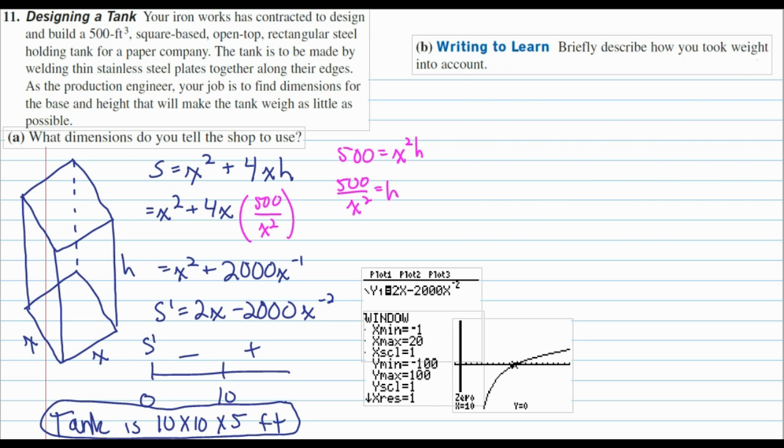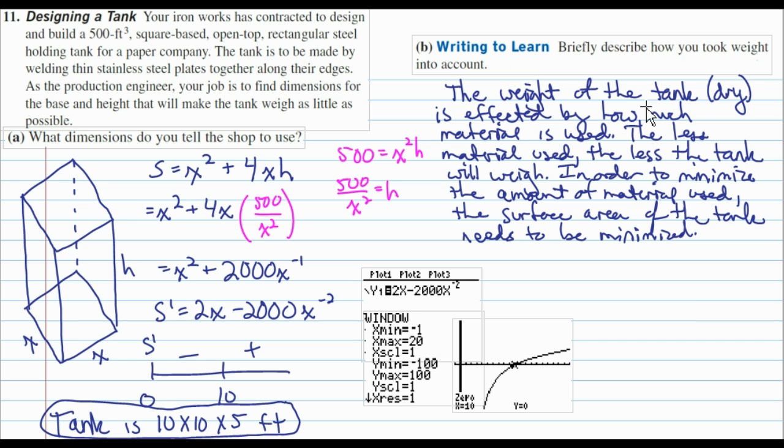So this is how I did that. I said the weight of the tank dry, because again we're not including the volume inside, is affected by how much material is used. So here I'm relating the weight to the material. The less material is used, the less the tank will weigh. So there's material to weight again. In order to minimize the amount of material used, the surface area of the tank needs to be minimized. So again, I'm connecting weight to surface area through the amount of material.